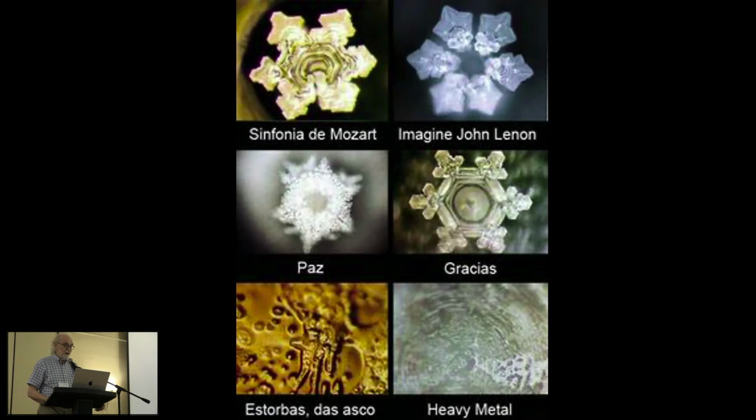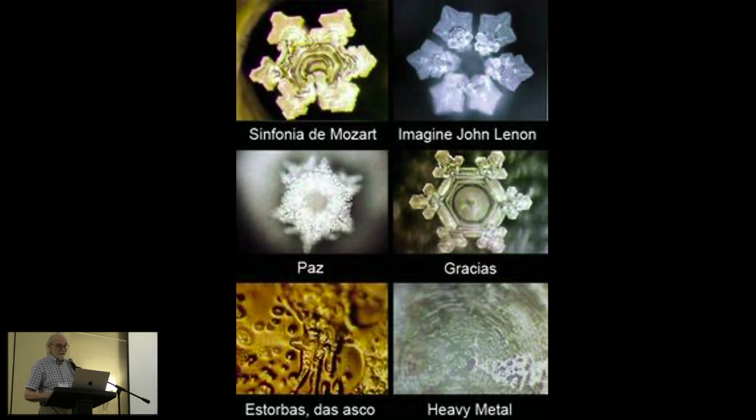And this is a kind of sample. So Mozart's symphony, John Lennon, beautiful crystals. If he was thinking about peace, thank you, he'd get crystals that look like this. On the other hand, negative thoughts, negative comments yield ugly crystals. And so few scientists are willing to believe these results, and maybe for good reason, because he would freeze 50 petri dishes and pick out the one that showed what he wanted to show. And obviously, no scientist would do that.